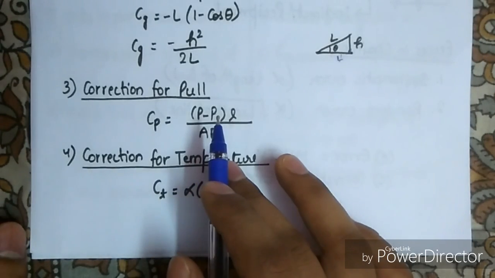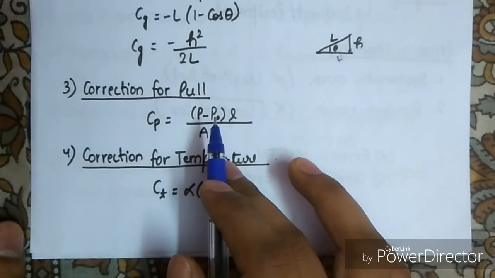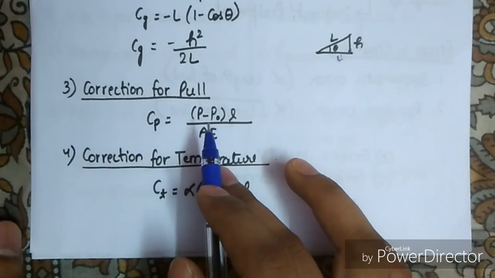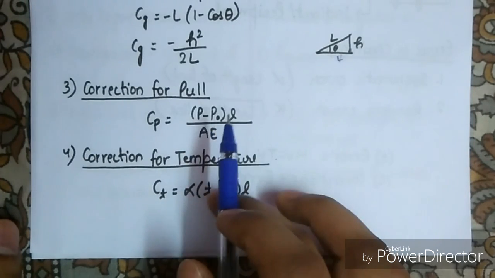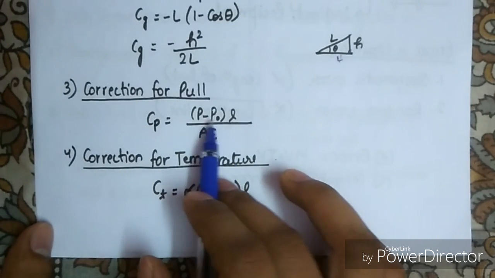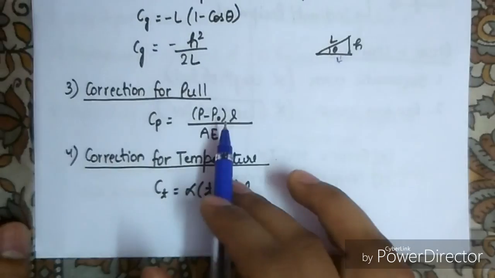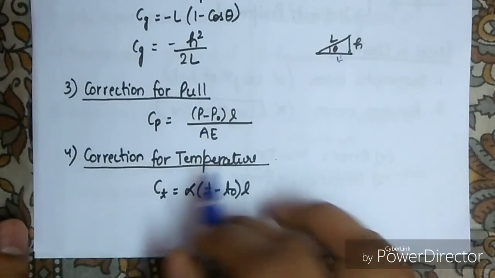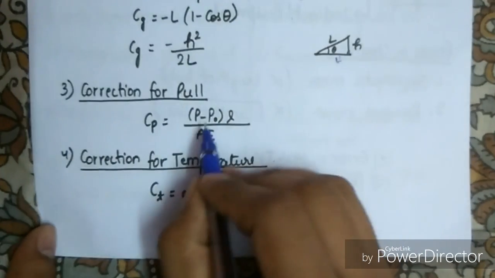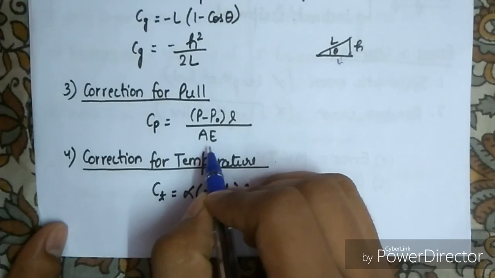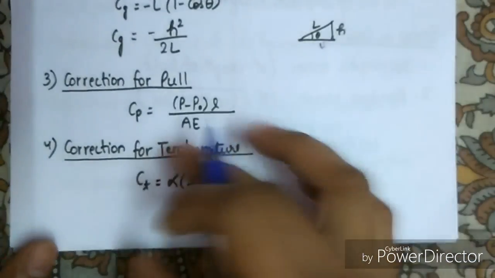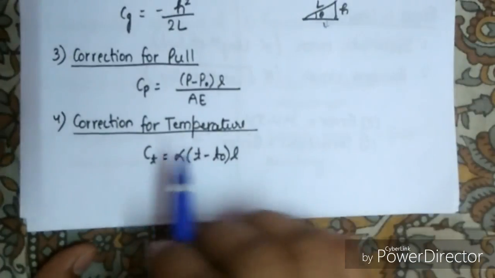Correction for pull: if the pull applied in the field is different from a standard pull, then the correction for the pull is to be applied. Now if P is greater than P naught, then the Cp is positive and vice versa. So this formula is (P minus P naught) into L upon AE. This is a basic formula used in SOM also.